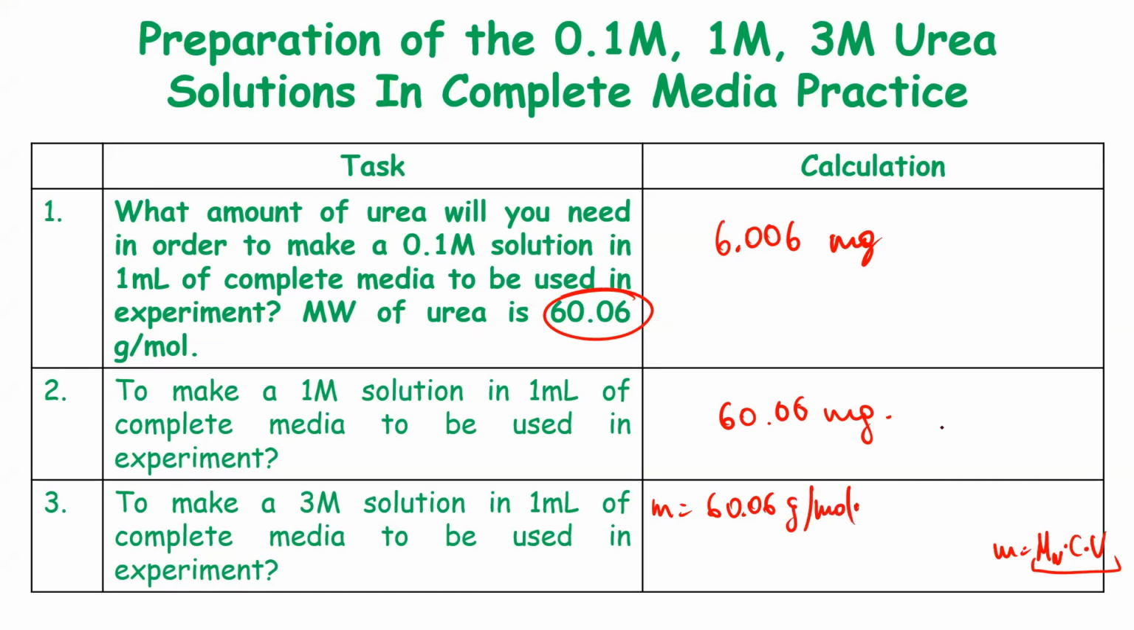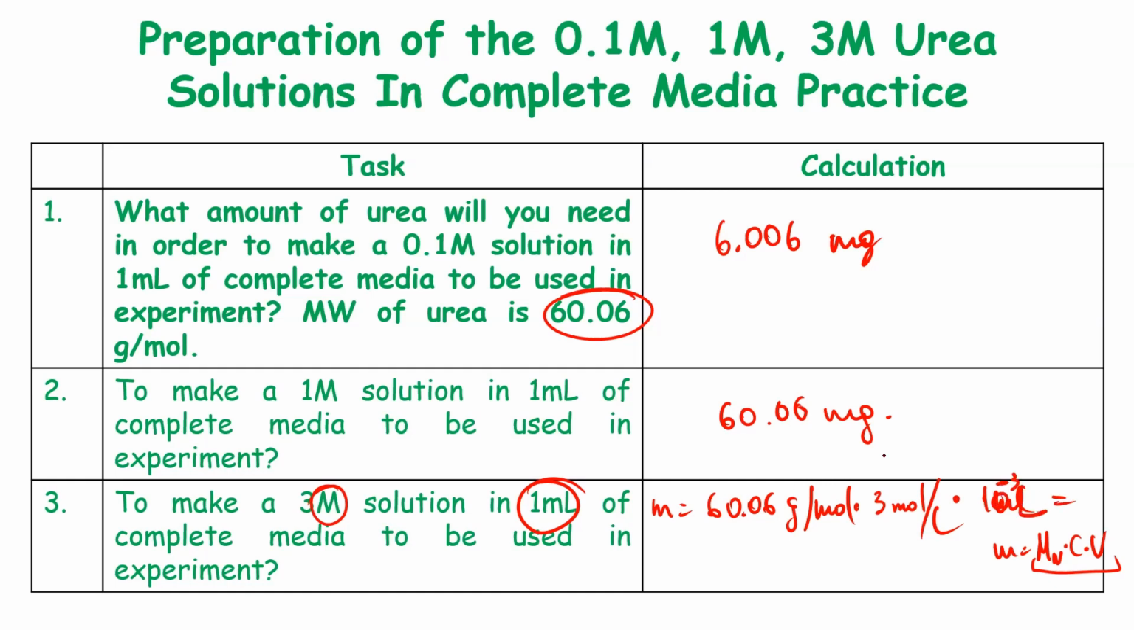Okay. Concentration is 3 mole, 3M. We cannot use mole over, yes, mole over liter. Times our volume, which is 1 milliliter, which we can convert to 10 minus 3 liters. So let's write it like this.